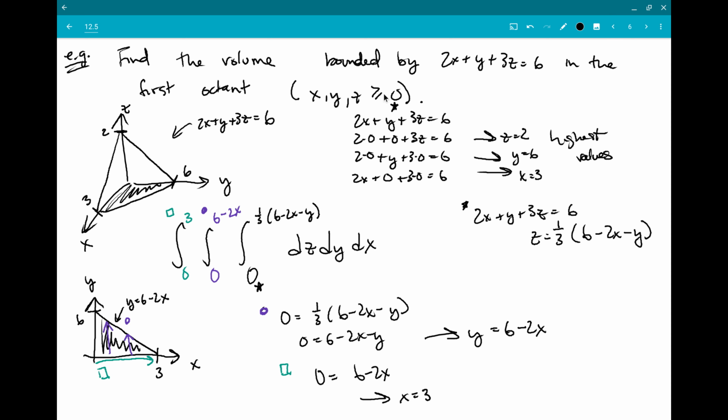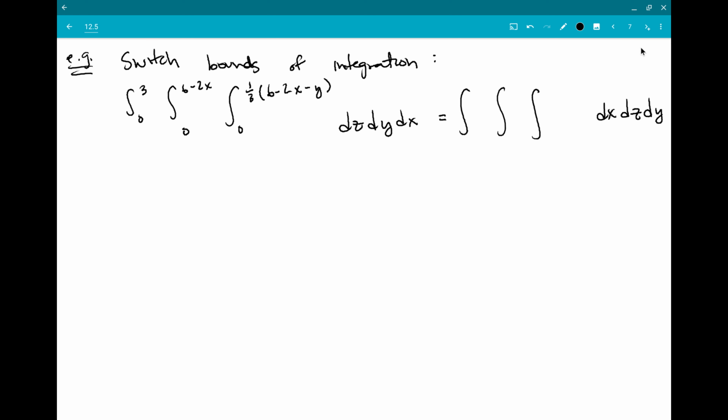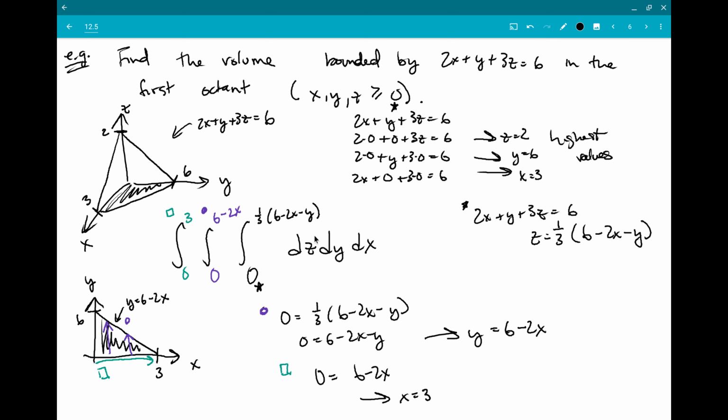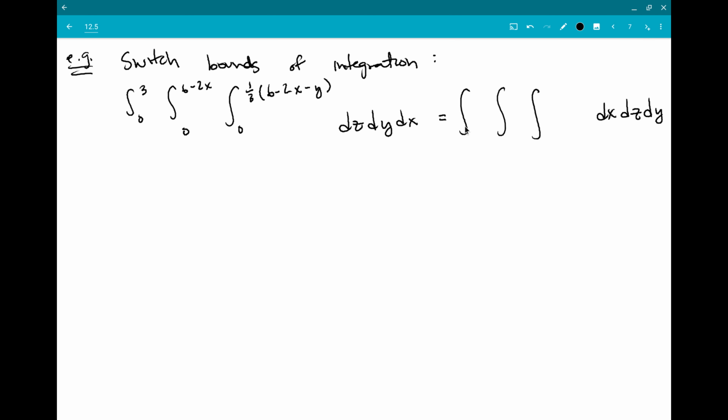Now, I know that if I had given you this picture, you could probably reason through the same thing and set up dx, dz, dy ordering, but ignore that. Maybe do it as a fun exercise for yourself to practice setting up bounds of integration. But we're going to assume that you were just given this and you had to come up with this.